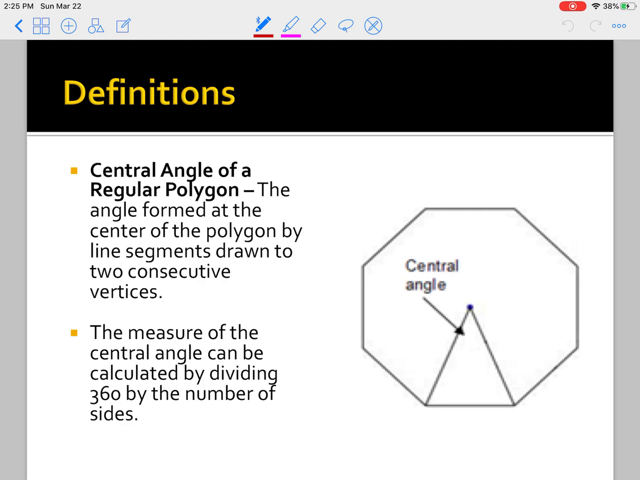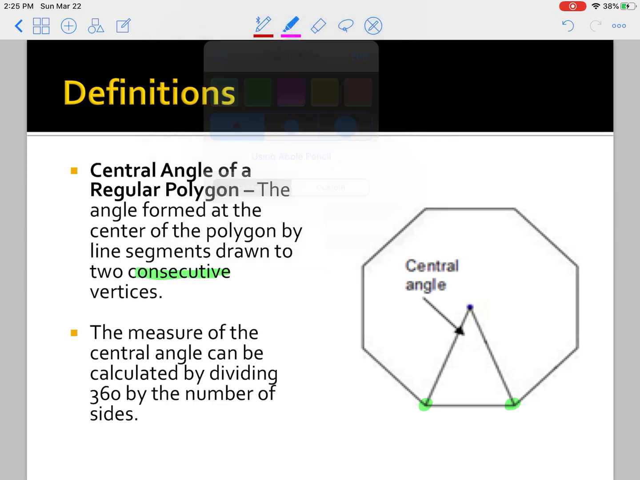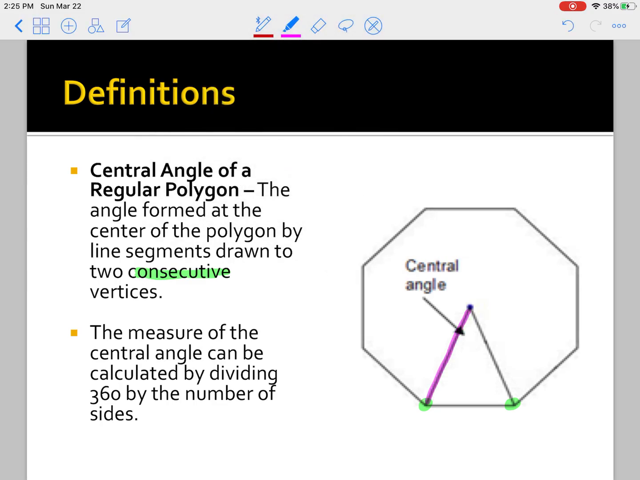The central angle of a polygon is the angle formed at the center of the polygon by line segments drawn to two consecutive vertices. Well, consecutive refers to next to each other. And so here's our consecutive vertices. We have two line segments. So here's our two segments that are drawn to each of those. And then our central angle is this angle that is formed by those two segments.